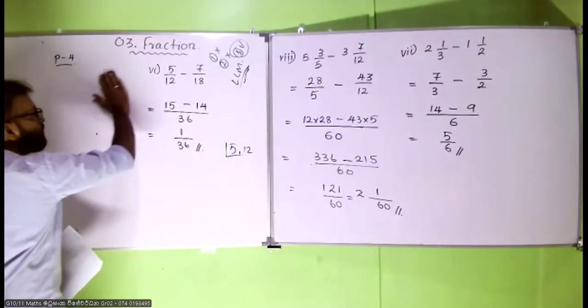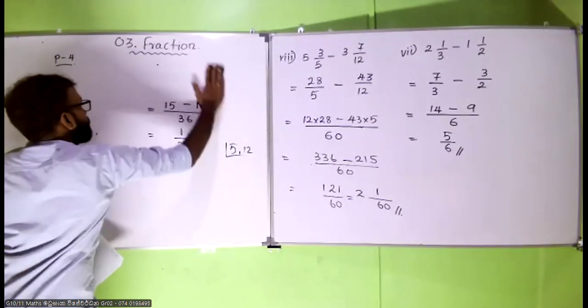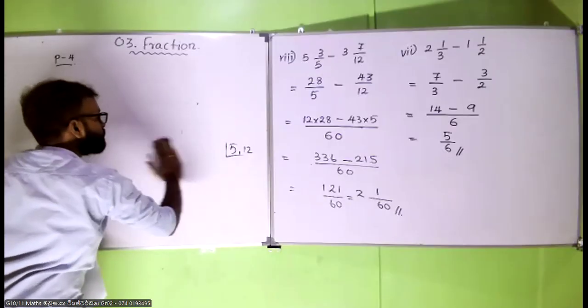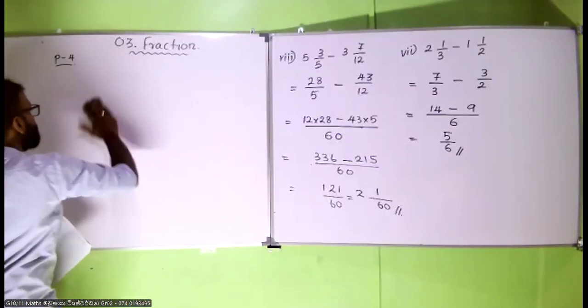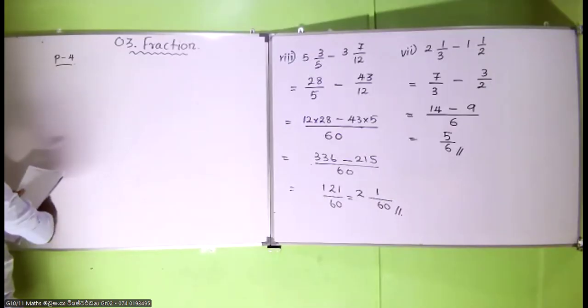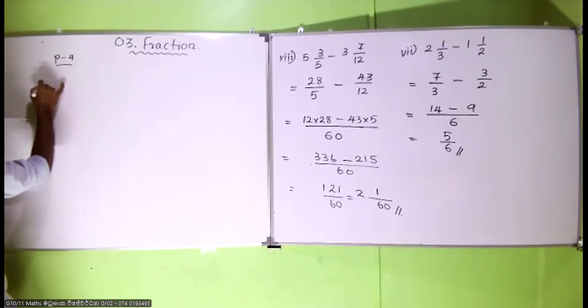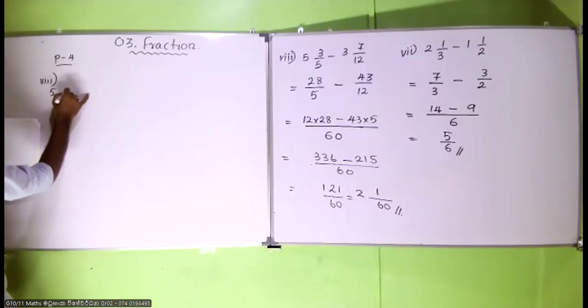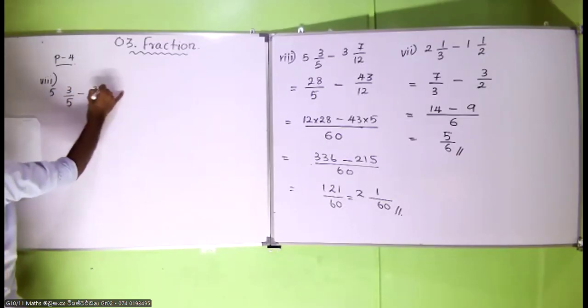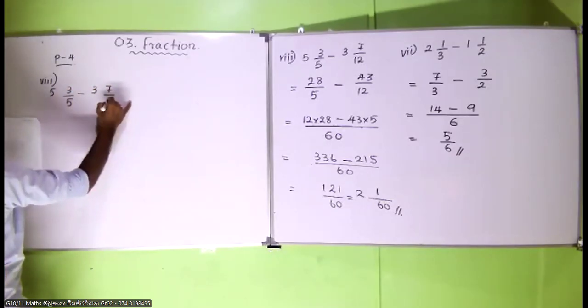I will do the 8th one. This is the 8th one: 5 and 3 upon 5 minus 3 and 7 upon 12.